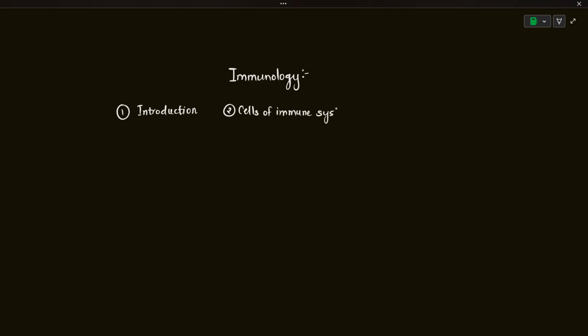Once we discuss the cells of the immune system, we'll also discuss the organs of the immune system, such as the spleen, bone marrow, thymus, MALT, and the lymphatic system. The organs that take part in our immunity, that is what we will be discussing in these lectures.